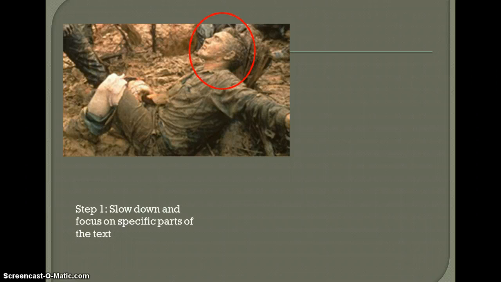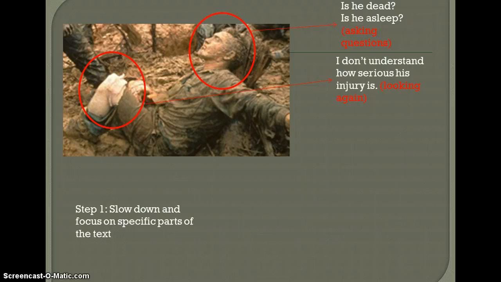First thing I notice is his face. And here you see me asking questions about his state of being. I'm confused about whether he's dead or asleep. Let's look at this again, right? That's one of my strategies, to look again. And I'm looking again at his injury. And I don't understand how serious his injury is. Now it's time to connect.